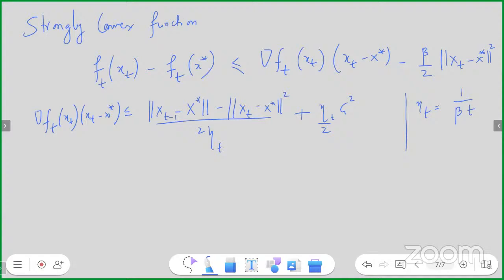What would happen? See, this is going to get added for all time slots. So these guys are anyway cancelling. Lots of them are cancelling. But there is an additional beta by 2 sitting from the outside. So as long as eta t is this, why do you think it's cancelled off?